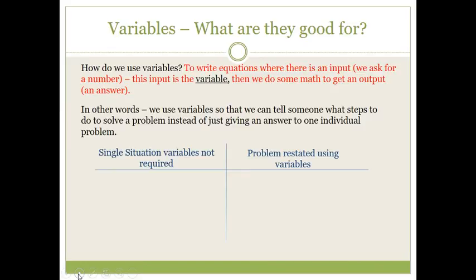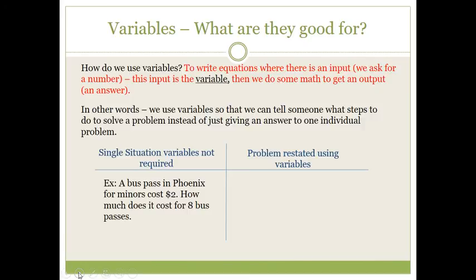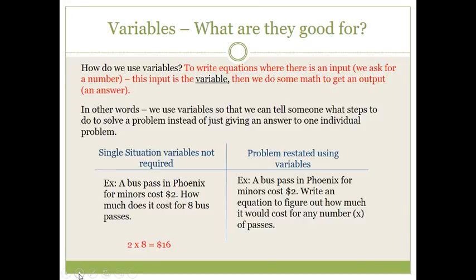So consider the example. I have a single situation where variables are not required, like the one on the left. A bus pass in Phoenix for minors costs $2. How much does it cost for 8 bus passes? This represents the typical question that you've been used to dealing with up to this point in your math careers. We know that each bus ticket is $2 and there are 8 of them, so all we need to do is 2 times 8 equals $16. No variables needed.